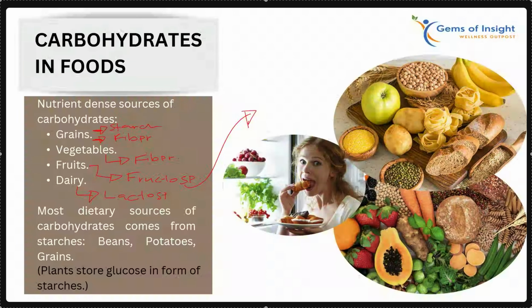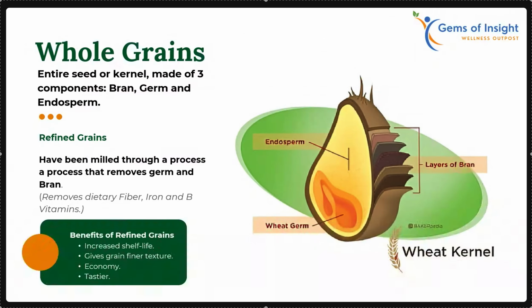We can find starches in grains. But there's something that arrests attention when it comes to grains. There are normally two types of grains. There's whole grain, and then there's also the processed grain. A grain, essentially, is normally just a seed or a kernel that is majorly made up of three components. We have the bran, the germ, and the endosperm.